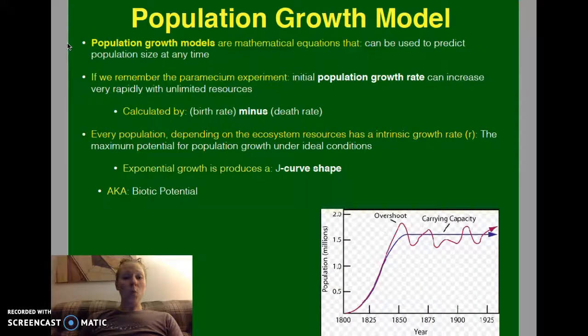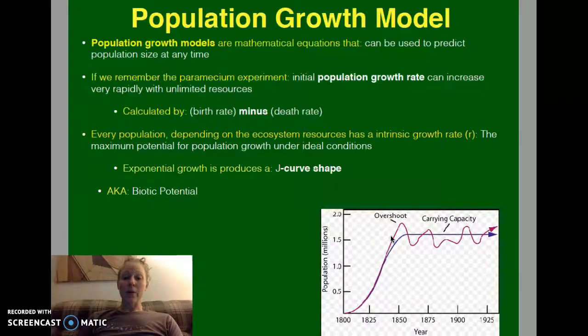Population growth models can be used to predict a population size at any time. One of the models that we use is the logistic growth model. Here we can see what we talked about earlier with the paramecium: when the population had everything that it needed, all of the food it would ever want, and wasn't limited by any limiting factors, the population grew very quickly. We call this J-curve growth. J-curve growth means that everything is going well and there are no limiting factors.